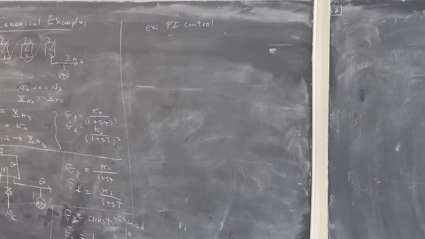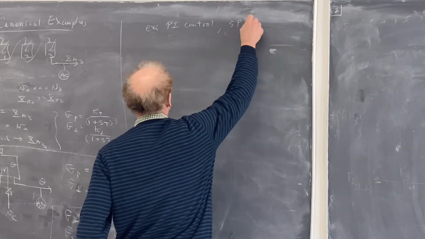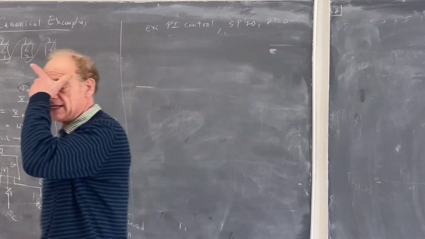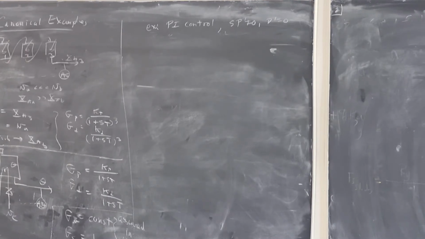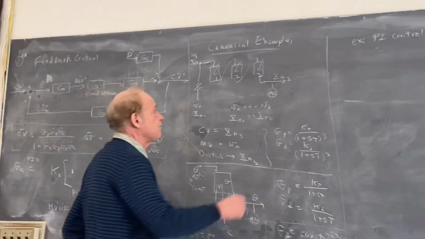Yeah, change in SP. PI control, SP prime non-zero, D prime zero. So that's the example I'd like to do. All right, so that says I need this part of the equation because D prime is 0. And let's look at CV prime.